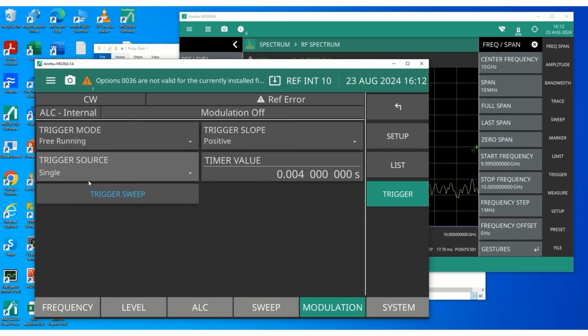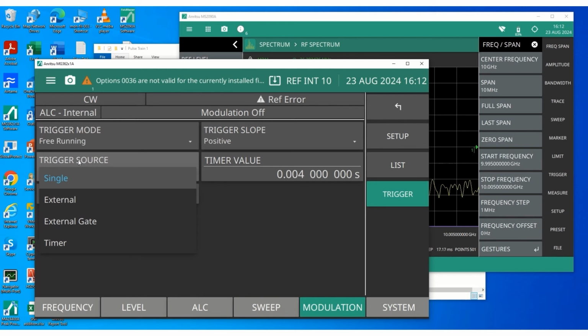There are two trigger settings that you can do. One is called a trigger mode, and the other one is called a trigger source. So let's look at the source first. Trigger source, when you choose single, it uses the internal trigger mechanism, and the others are self-explanatory. External is an external trigger signal, and external gate is a gated external trigger signal, and timer, which I'll talk about a little bit later. But these are the four trigger source mechanisms.